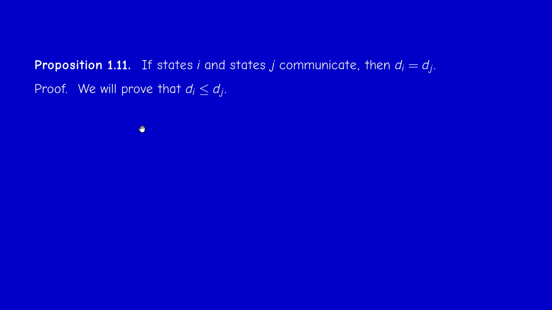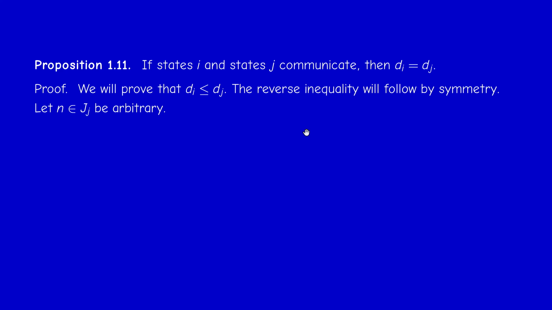Now, as we expect, all states in the same class have the same period. So if states I and J communicate, then they have the same period. So how to prove that? Double inequality. But by symmetry, it's enough to prove that di is less or equal than dj. Okay, because the other one follows by symmetry. Or you can say that di divides dj, same thing. Okay, take an arbitrary element n in J_J. Then by definition, PJJ to the n is positive. So there is a cycle of length n from J to J.